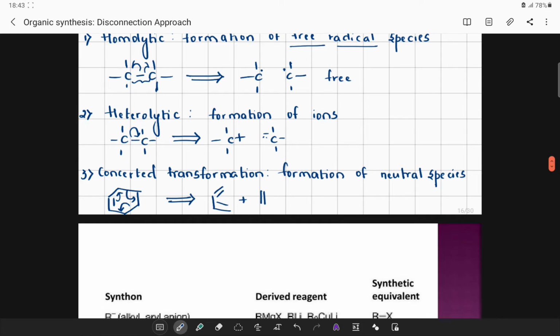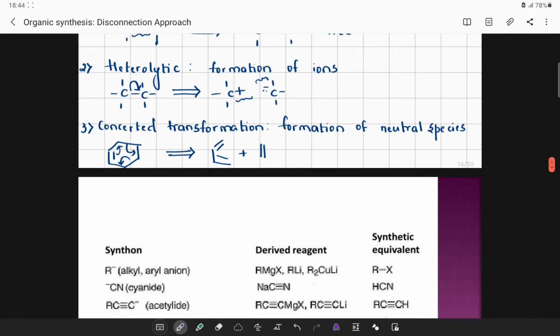When there is a formation of an ion system, that is, the lone pair of electrons completely shifts towards one carbon, forming one carbocation and the other one carbanion, such type of cleavage is called heterolytic cleavage.